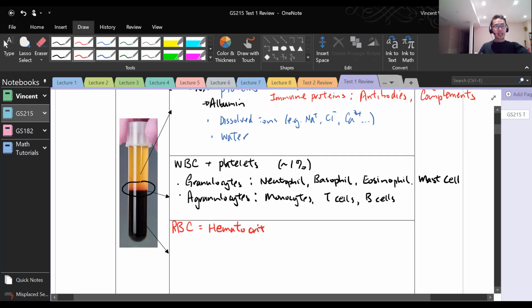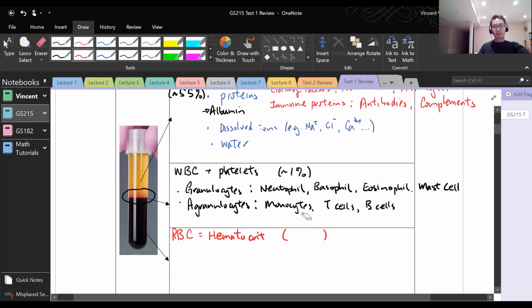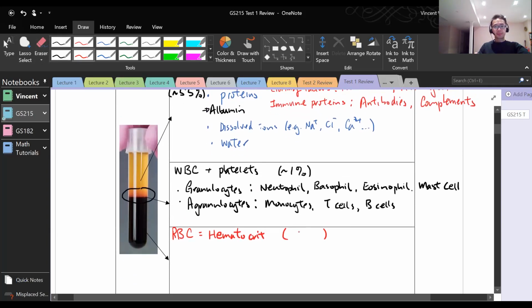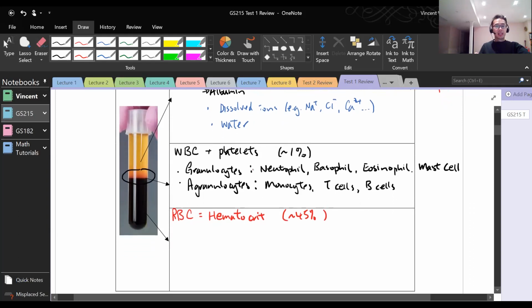Hematocrit. Okay, and that makes up how many percent of our total blood volume? Well, if the plasma is 55%, then RBC is going to be approximately 45%. I know it doesn't really add up to 100, but it's all approximate, right? So this whole thing, the white blood cells, the platelets, the RBC, collectively we call them formed elements.